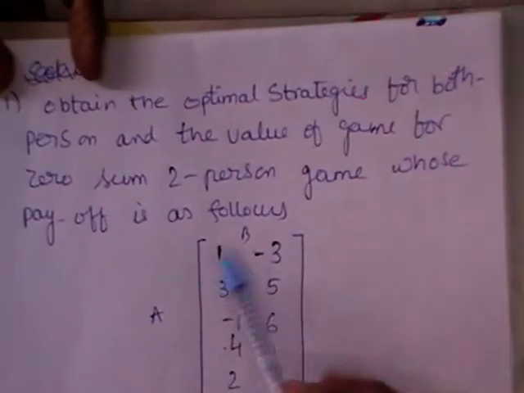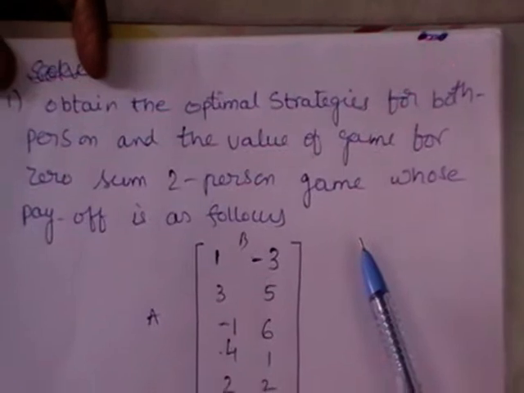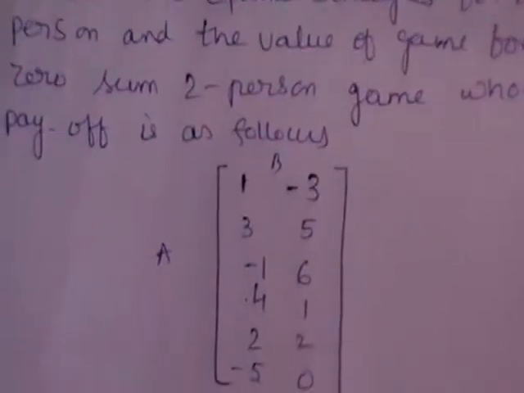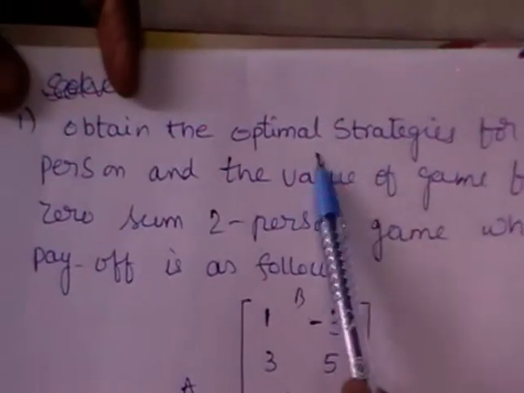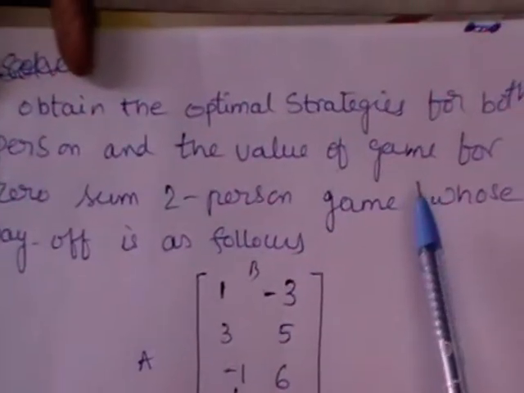Obtain the optimum strategies for a two-person zero-sum game whose payoff is as follows. You need to obtain the optimum strategies and the value of the game.